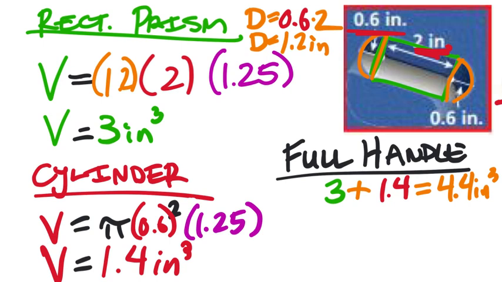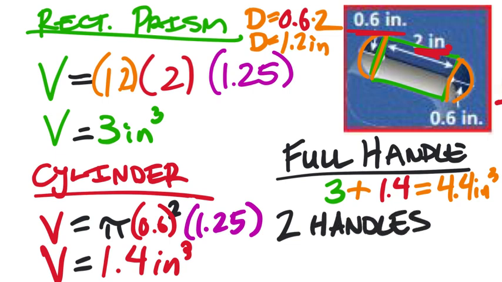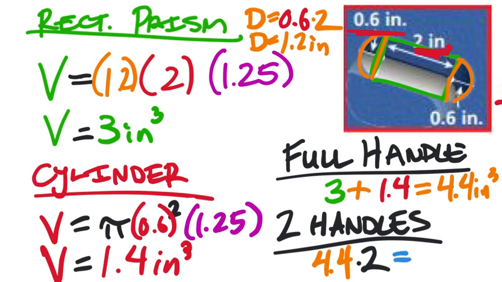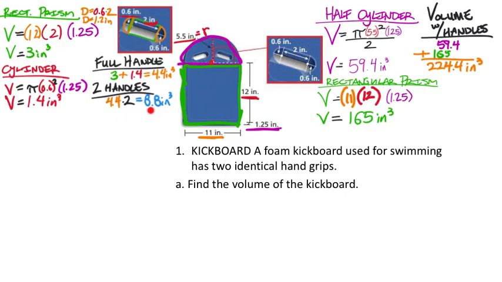Now do recall that this is one handle. I want the volume of 2 handles. So I would take the volume of one handle, 4.4 cubic inches, and just multiply it by 2. And this will tell me the volume of both handles together, 8.8 cubic inches. So we got 8.8 cubic inches, and we're going to take that 8.8 cubic inches and subtract it from the volume with the handles, right? So if I want the volume, which I do, volume where there's no foam in the handle, so without the handles.